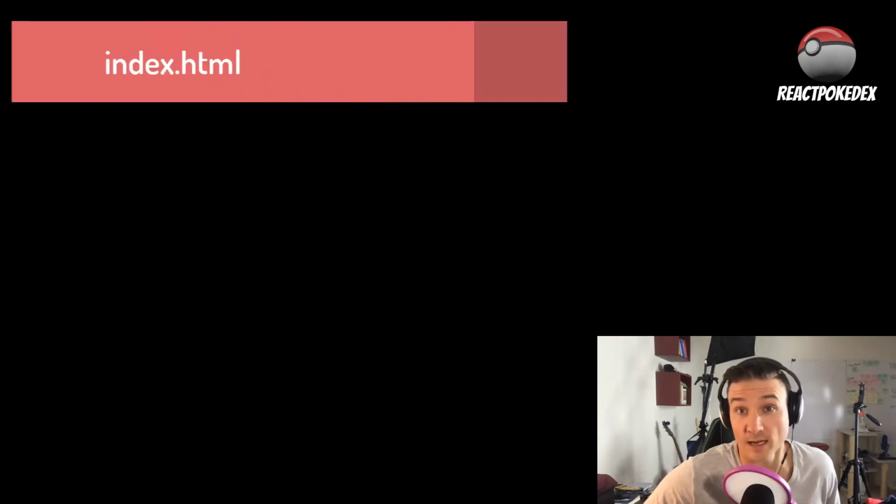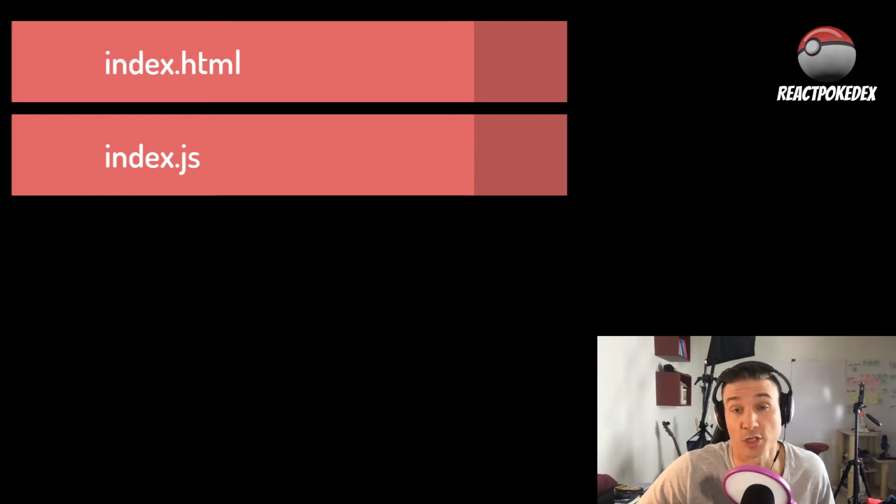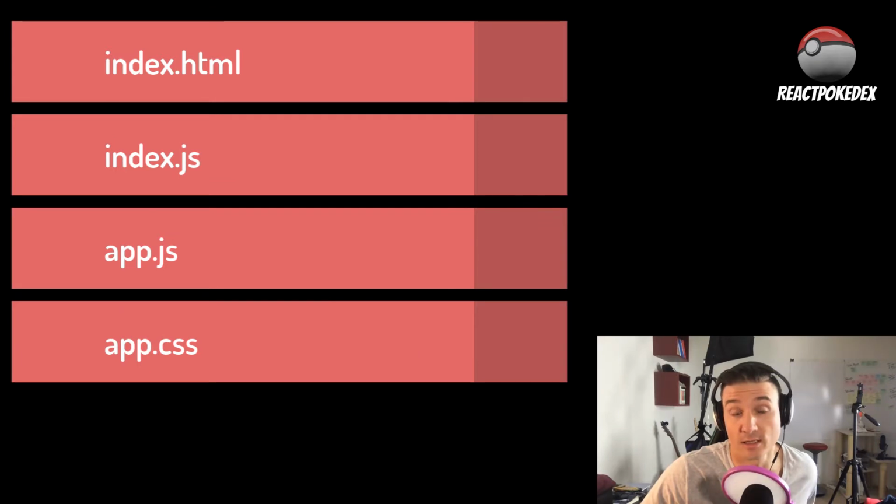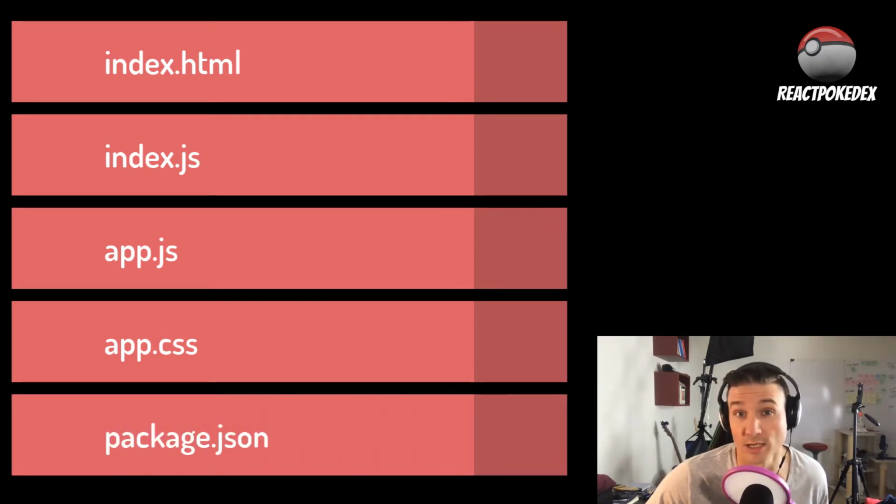There's 5 files that I'm going to introduce you to in this video. The first one is called index.html. The second one is called index.js, your first JavaScript file in this project. The next one will be app.js, which is your main JavaScript file in this project. Then you'll be looking at app.css, which is a style sheet. And finally, you'll be looking at package.json, which is a file that helps you to manage your dependencies. Let's take a look at index.html first.